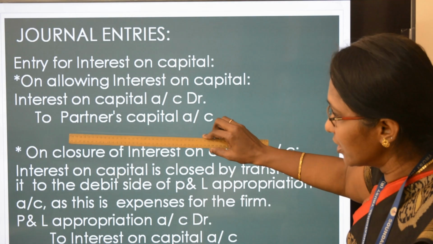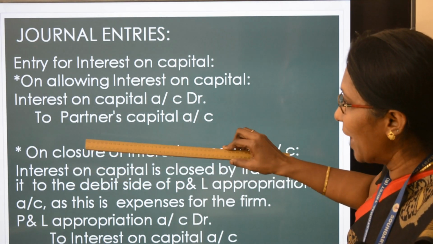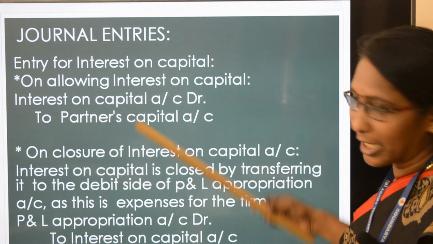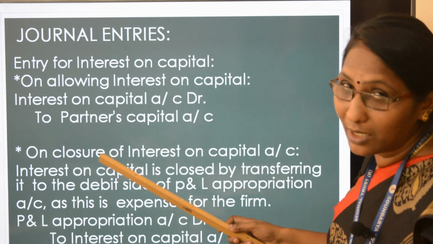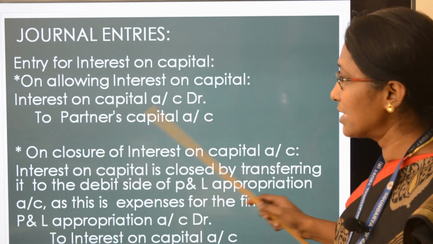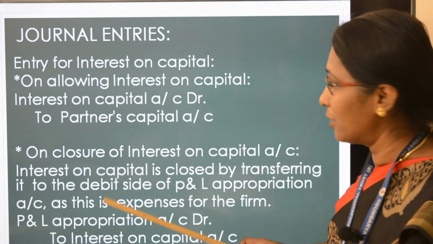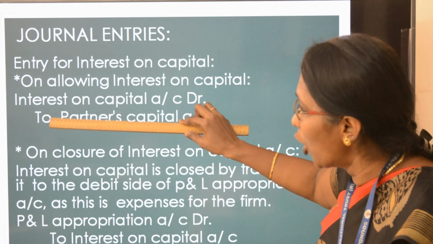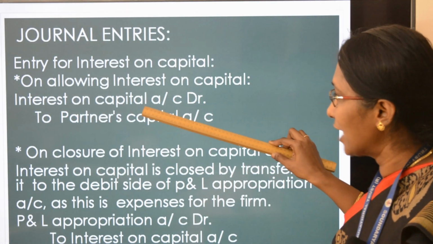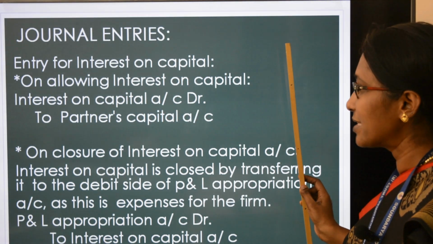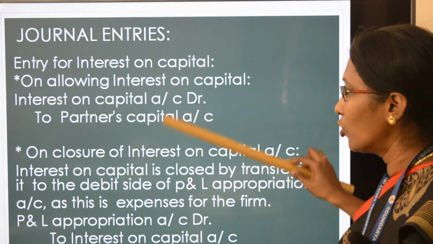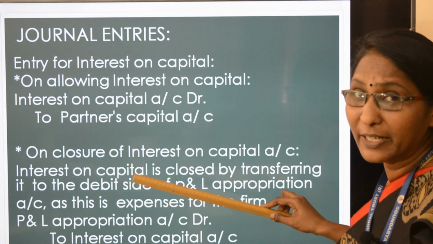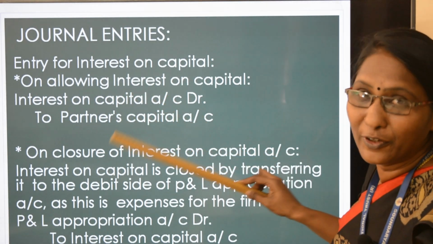So based on this, if I prepare partner's capital account under fluctuating capital method, or partner's current account under fixed capital method, I have to post this interest on capital in credit side of partner's capital account or current account because it is an income to the partner, expense to the firm. Is it clear?